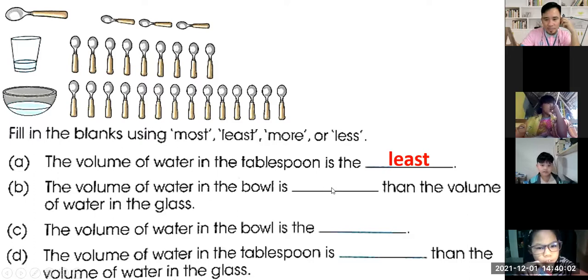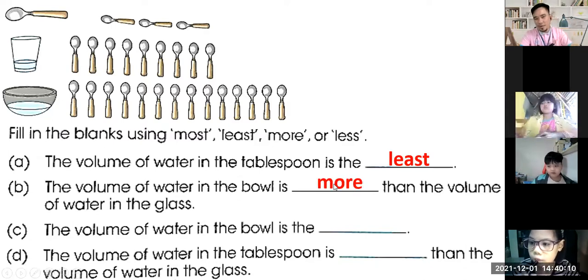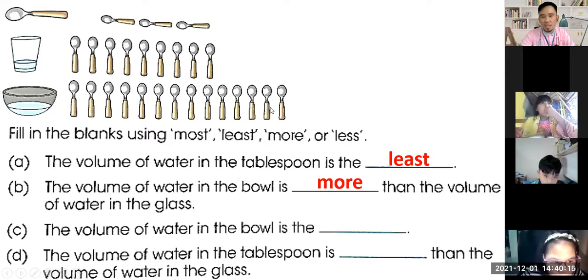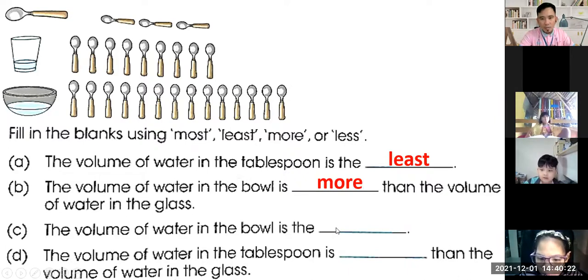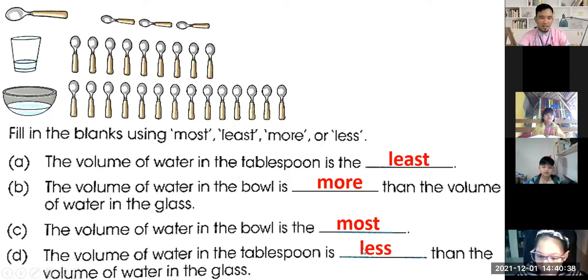The water in the bowl is more than or less than? More than, because there are 14 tablespoons. How about here? Let us see the volume of water in the bowl. It is most. And here we will compare the water in the tablespoon and the glass. The tablespoon is less.